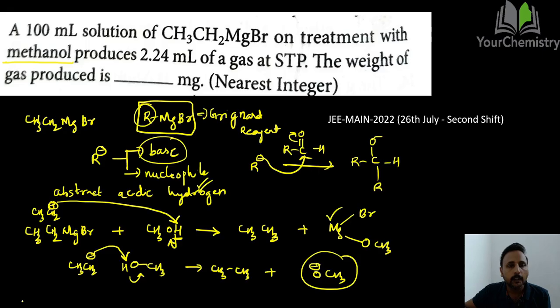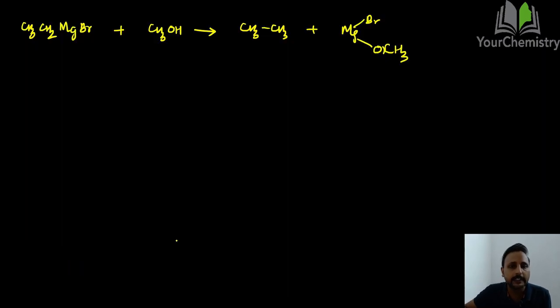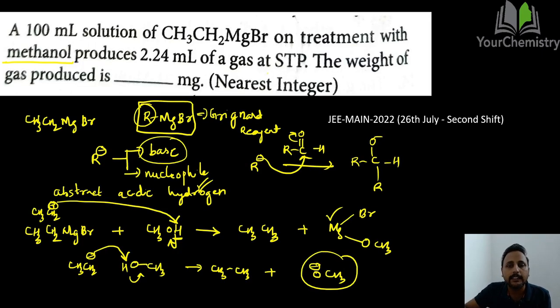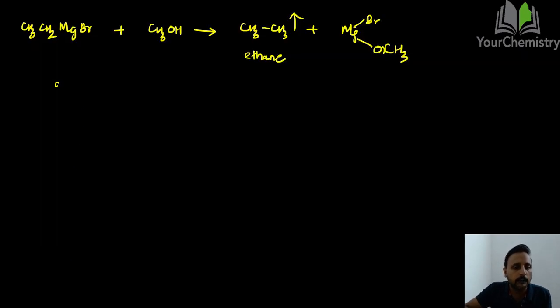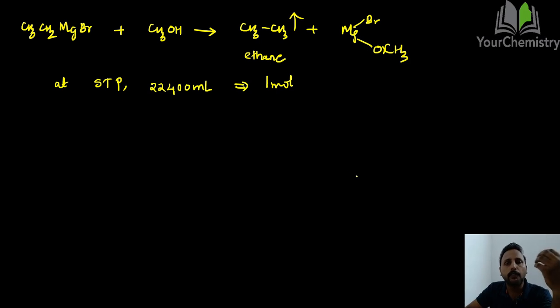Now let's see, it produces a gas. You can very clearly see that this is the gas produced. What is the name of this gas? Ethane gas is produced. And what is the temperature condition given? STP. At STP, 22,400 ml of gas contains 1 mole of substance, or 1 mole of any gas at STP occupies a volume of 22,400 ml. That means 1 mole of ethane.